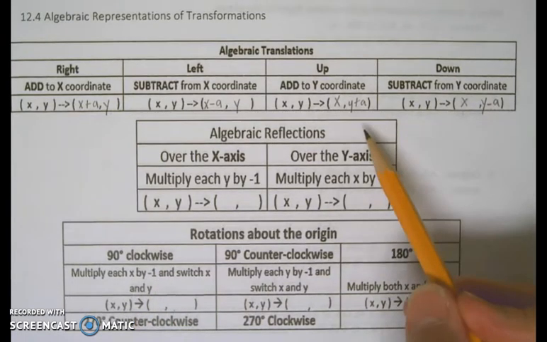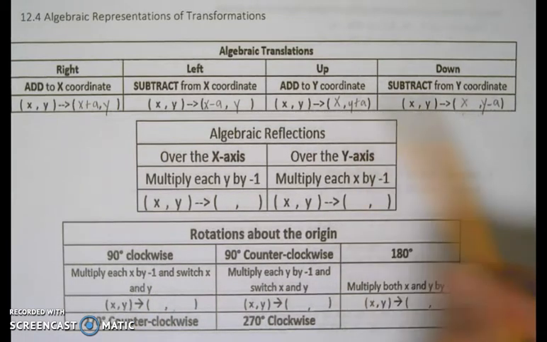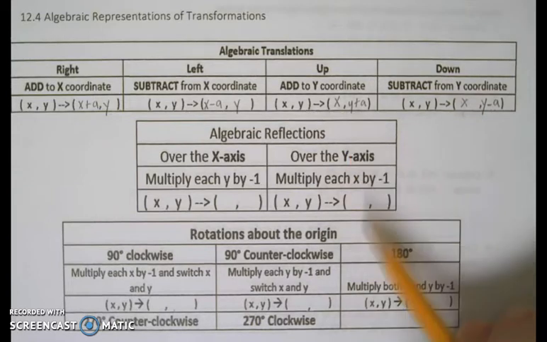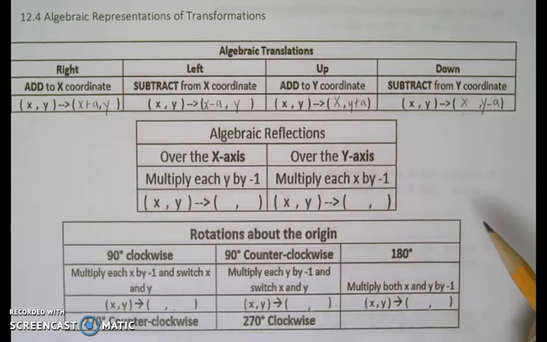If you're going to translate up or down, you're going along the y-axis. So your x value will remain the same. You will add to your y value if you're going up, and you will subtract from your y value if you're going down.